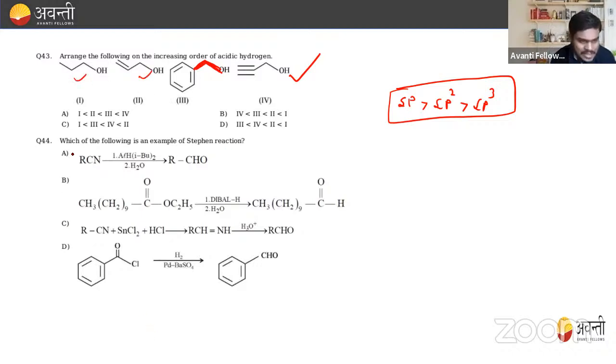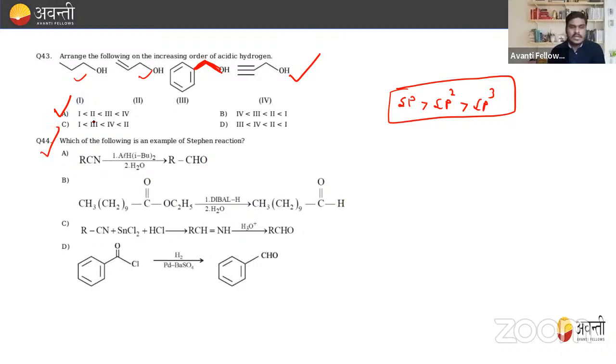So option A is absolutely correct. That is, one, two is greater than one, three is greater than two, and four is greater than three. So four has the maximum, in increasing order of acidic hydrogen. It means four has the maximum chances to give acidic hydrogen compared to the other three, right? The concept here is that the carbon with sp hybridization has more electronegativity as compared to sp2 and sp3. So this is the correct option. That is question number 43, and the correct answer is option A.